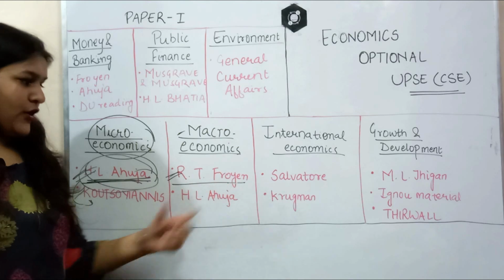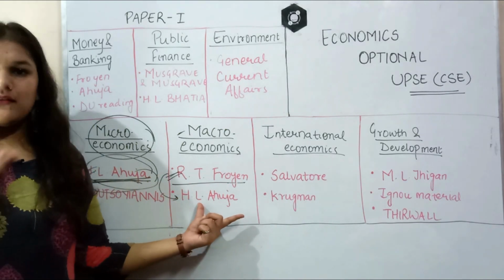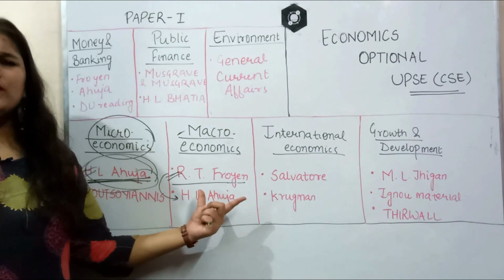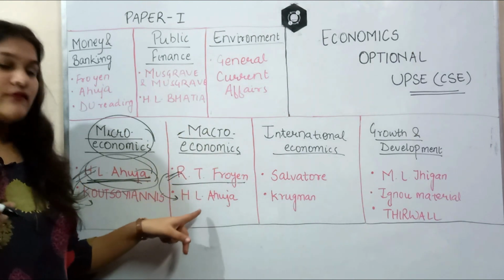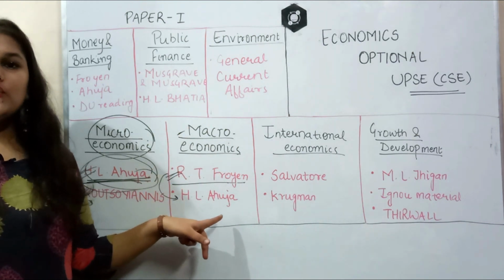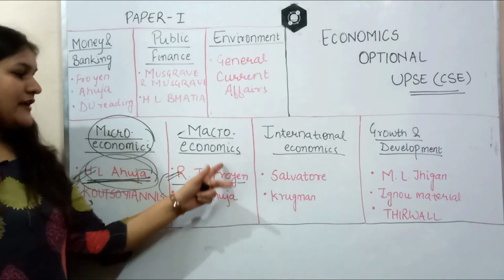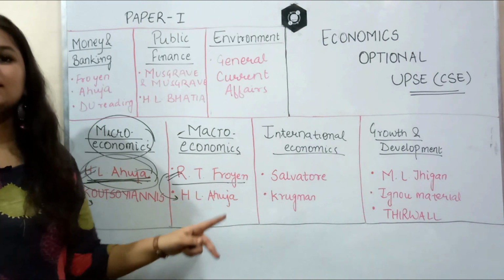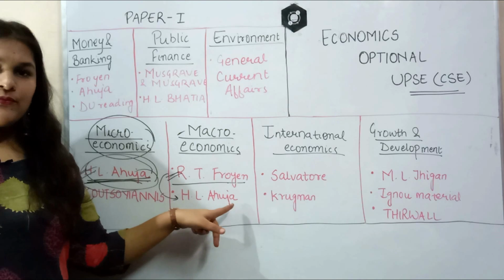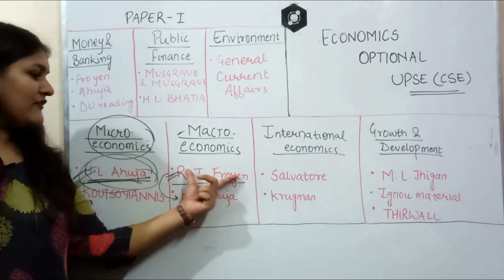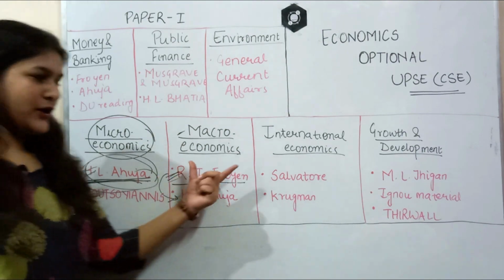So first read Froyen and then move to H.L. Ahuja for your advanced understanding of the topic, or for what is left or not covered by Froyen. Actually, H.L. Ahuja will help you to write answers or to frame the answers, and Froyen will clear your basic understanding of the topic. So both the books are necessary. Don't read the entire book, only read the topics which are left in Froyen. Okay, so these two books are for macroeconomics.